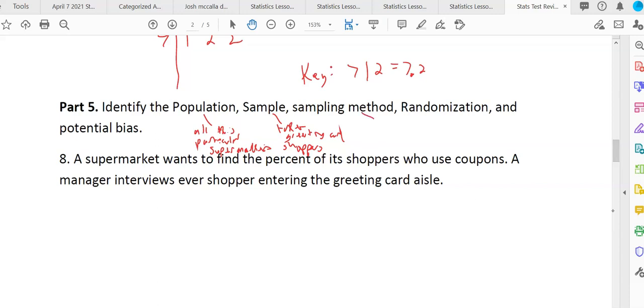Sampling method is certainly a convenience. Randomization, no, convenient method is not randomized. Bias, I mean, I'm not sure. Greeting card aisle, you're talking about people who are very thoughtful. So maybe thoughtful people use coupons more often. I'm not sure. So I think there is potential bias there because of the location.